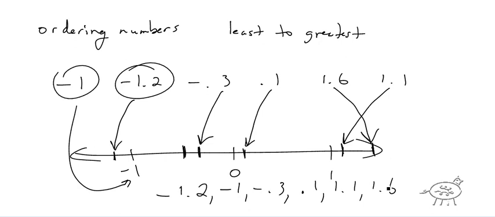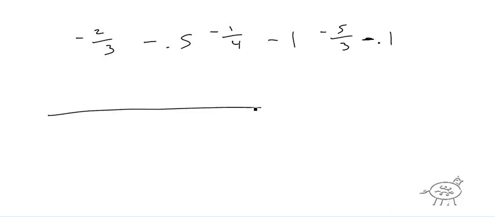All right, so let's do one if I give you a fraction here. Okay, I'm not going to make it too difficult, but if I said -2/3, -0.5, -1/4, -1, -5/3, and -0.1. Okay, I did the trickiest one of them all. Positive numbers are easy. Negative ones are a little more difficult. So let's draw a nice big old number line.